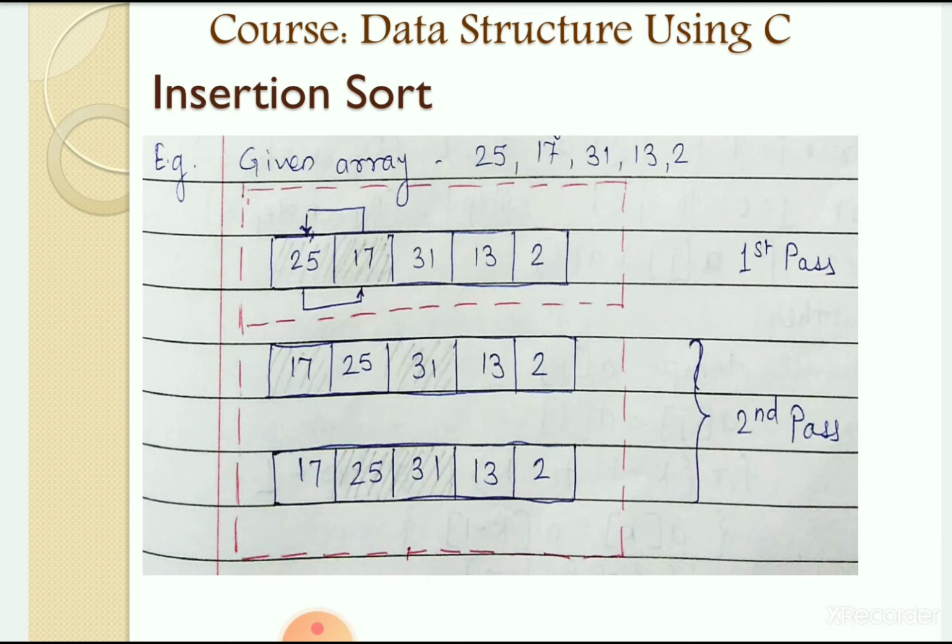Okay. In the second pass, you have to compare the second element with the 0th and first element. So 31 is the second element, you have to compare it with 17 first. It is greater, so we don't have to change anything. Then 31 compared with 25. Again here 25 is less than 31, so we don't have to change anything in the second pass. So we will get the same output in the second pass, that is 17, 25, 31, 13 and 2.